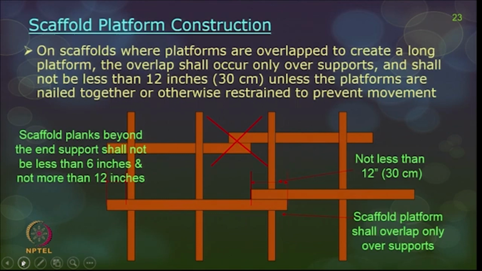Scaffold platform: now let us talk about the platform. Wherever platforms have to be overlapped to get a very long scaffold length, they can be overlapped only on the supports, and this overlap should not be less than 12 inches or 30 centimeters, and should happen only along the supports and not in the middle of a span. The scaffold planks beyond the end support shall not be more than 12 inches and not less than 6 inches, and it should not be used as a cantilever. People should not be loading material over there; it can only be extended for an end support and end vicinity.